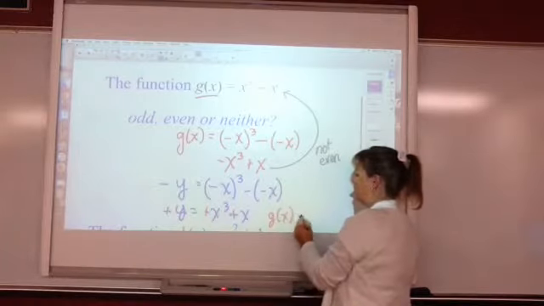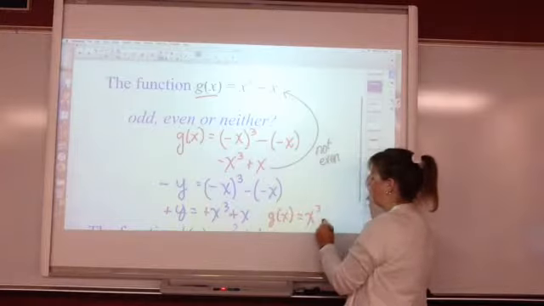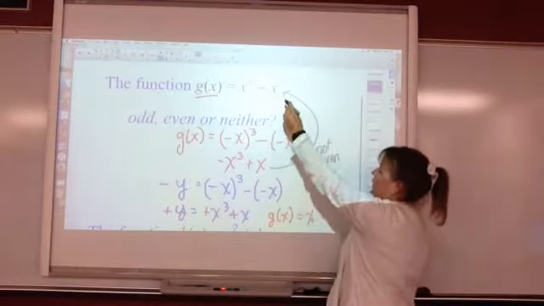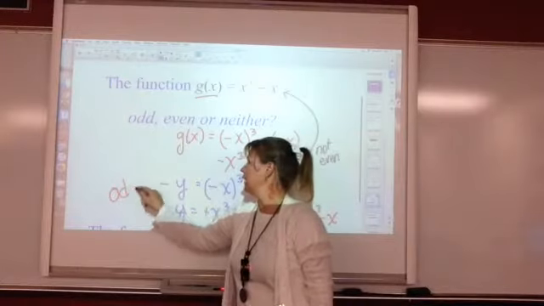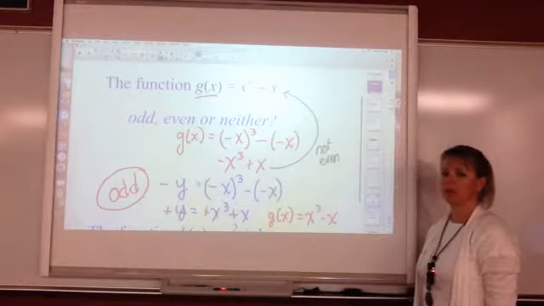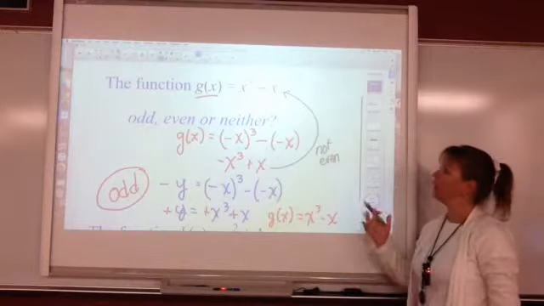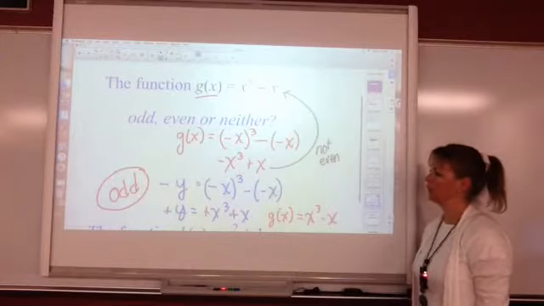Changing it back to g of x, this becomes an x cubed, and this becomes a negative x, which is exactly the same as your original function. Is it odd, is it even, or is it neither? It is odd. It's going to be symmetric to the origin. If you graph it on your calculator, you will see the symmetry with respect to the origin.